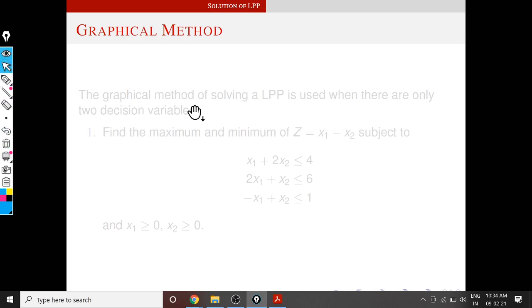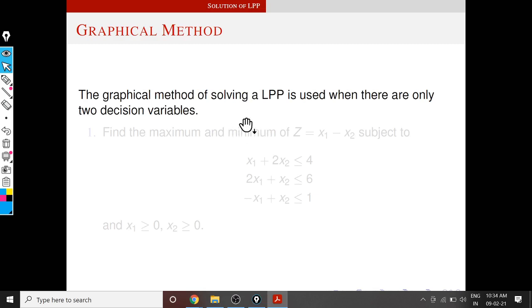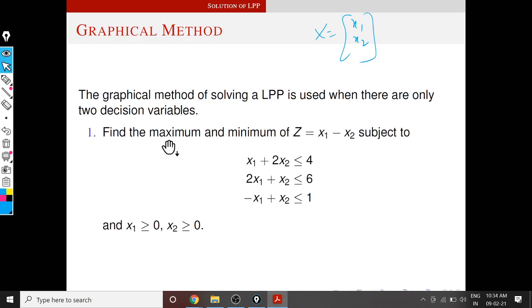Suppose the LPP involves only two decision variables, then we can solve the problem graphically. That means our x is like this, x1, x2. If x is like x1, x2, then we can find the solution graphically. Then what is the technique behind this graphical method? I will explain this graphical method with the help of this simple example. This is the problem.